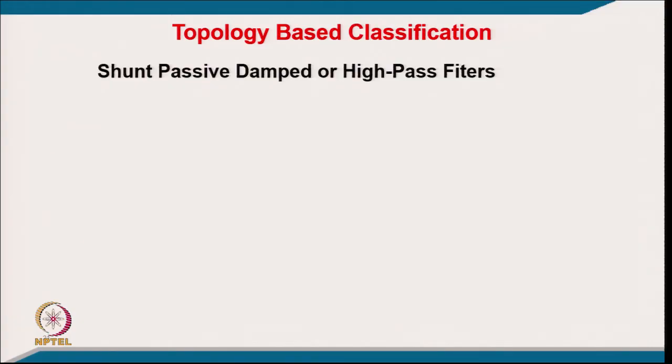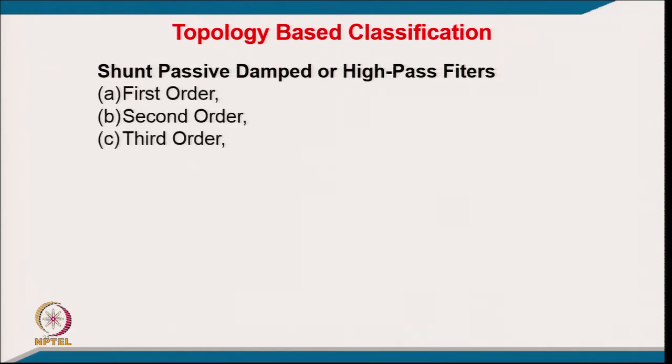So, this single tune, double tune, and then we have a shunt passive damped filter, or high pass filter. High pass means all higher order harmonics will pass through this. It can be first order or second order or third order or C type filter. C type filter is normally used, even reported, in very high rating like HVDC. It really reduces the losses because they are used for very high power.